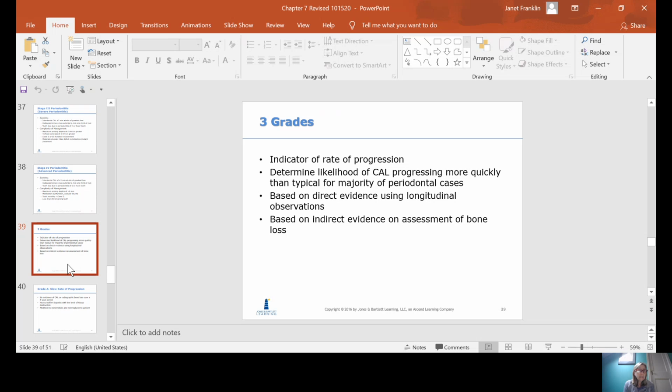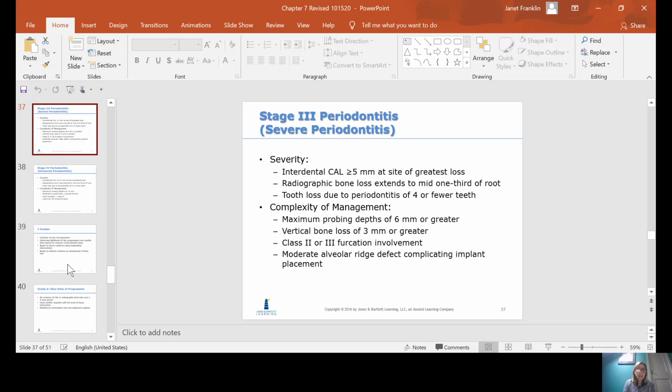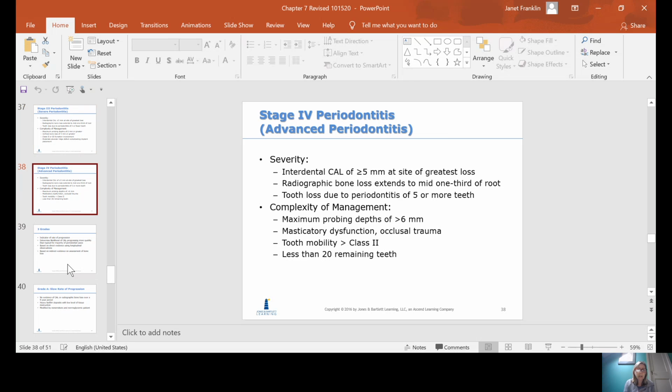So when we say you have periodontitis and it's a stage 3 grade B, it catches a patient's attention and it gives us a more direct, more black and white feeling, taking some of the guesswork out of it. So before we used to say slight, moderate, severe, and that's kind of a judgment call. What you say is moderate might be different than what I say is moderate. But when we're looking at staging and grading, if they have interdental clinical attachment loss of greater than 5 millimeters, and they have radiographic bone loss that extends to the middle third of the root, and they have 4 or fewer teeth lost, that's a little bit more measurable than just saying, I would say it's moderate.